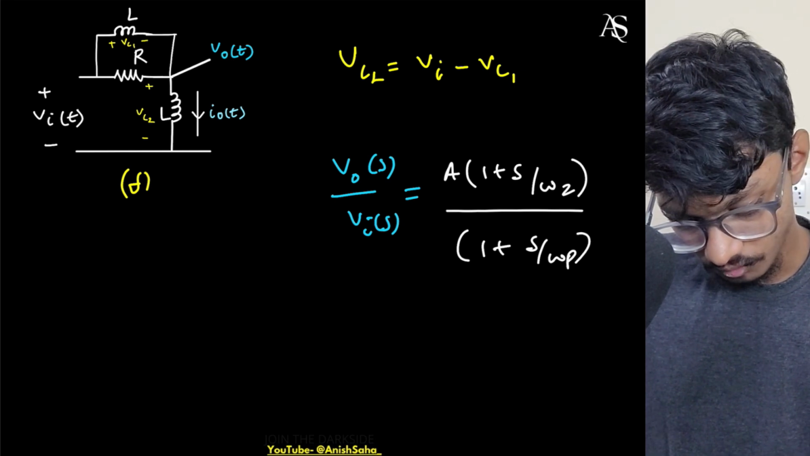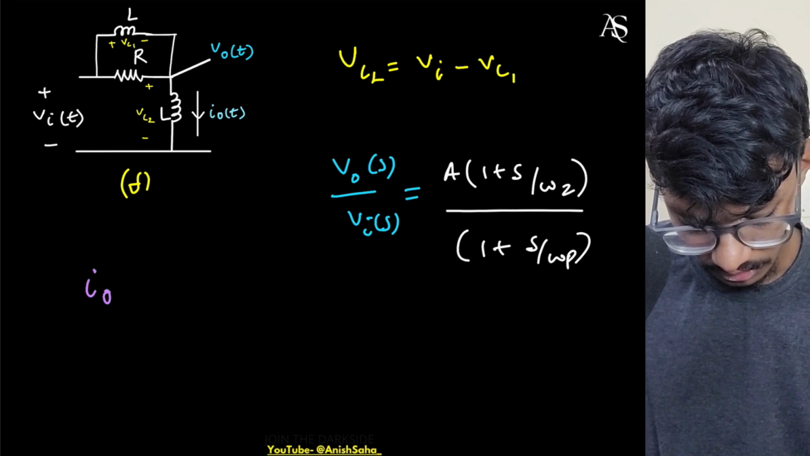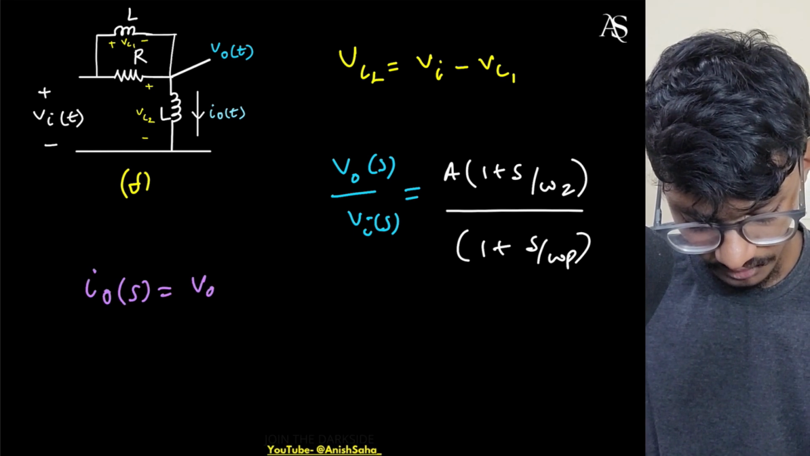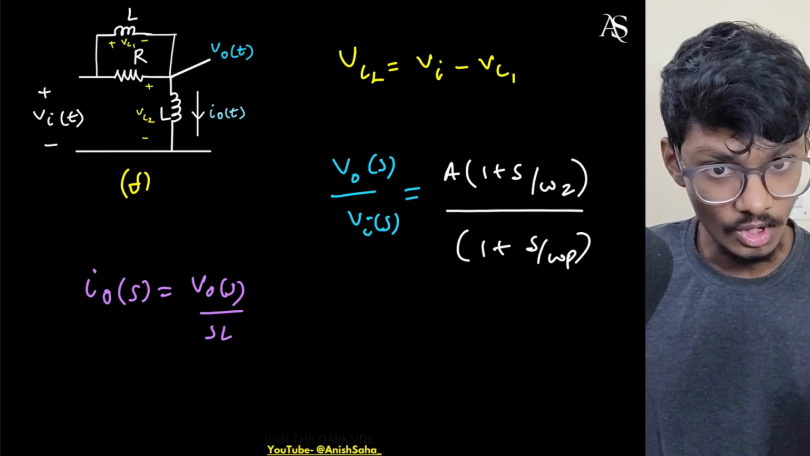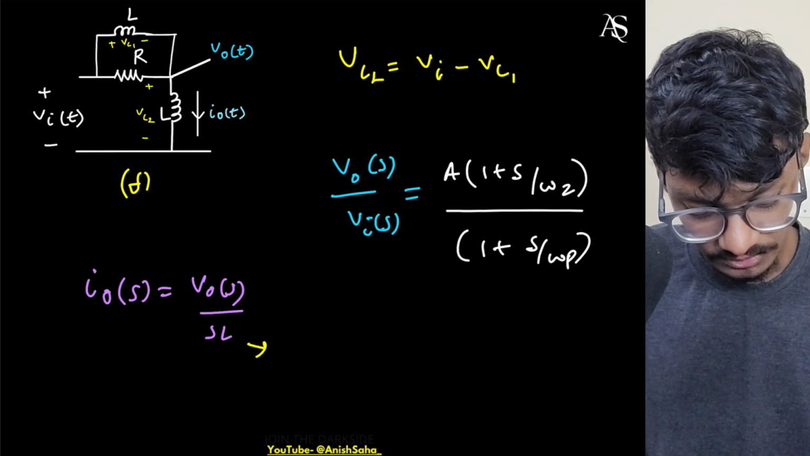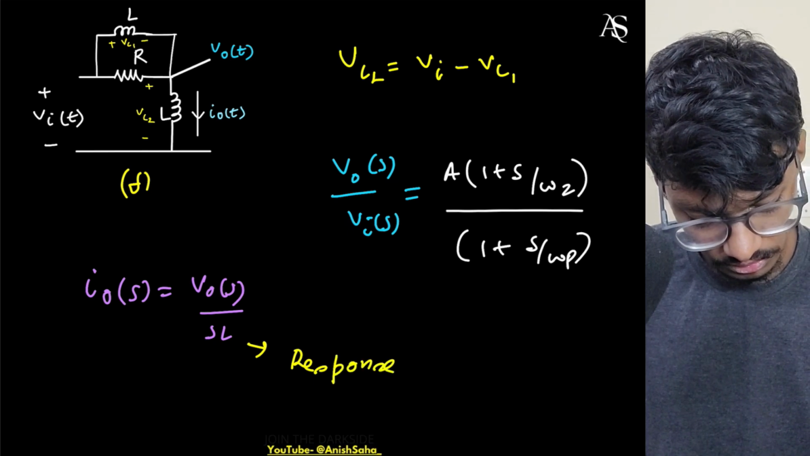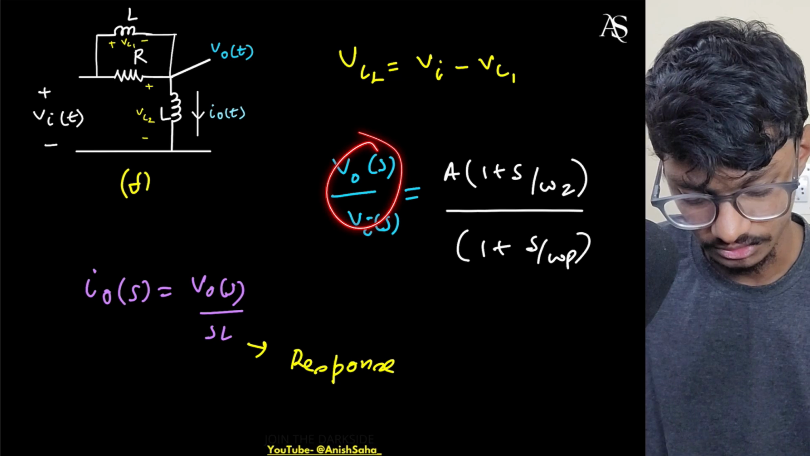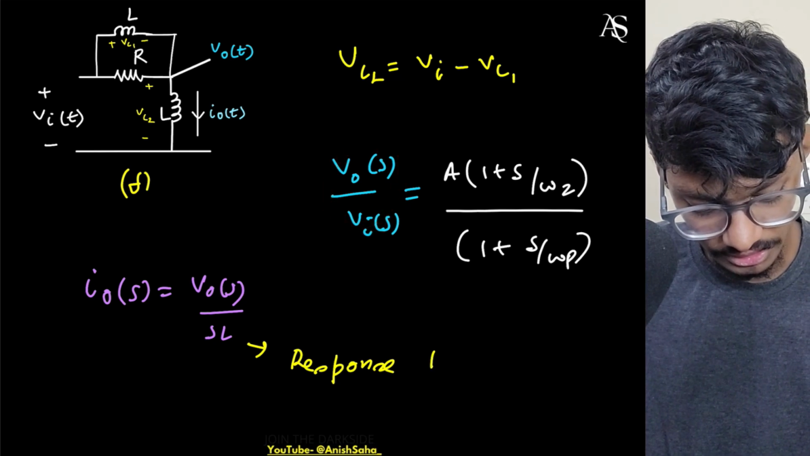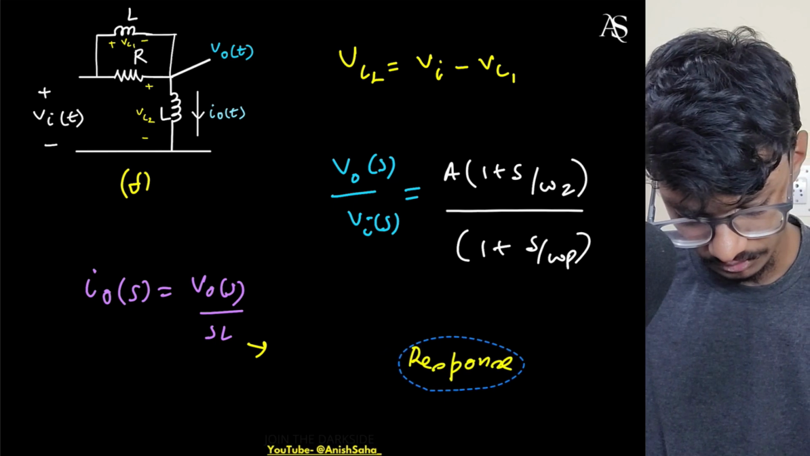So what about the current? If I want to compute the current, again what is happening to the current? Current is simply VO of S by SL. Again it adds an extra pole. So if it adds a pole, my response will be a ramp, because I don't have a 0 at S equal to 0 for this voltage transfer function, so they won't be cancelled. So this will be a ramp response.